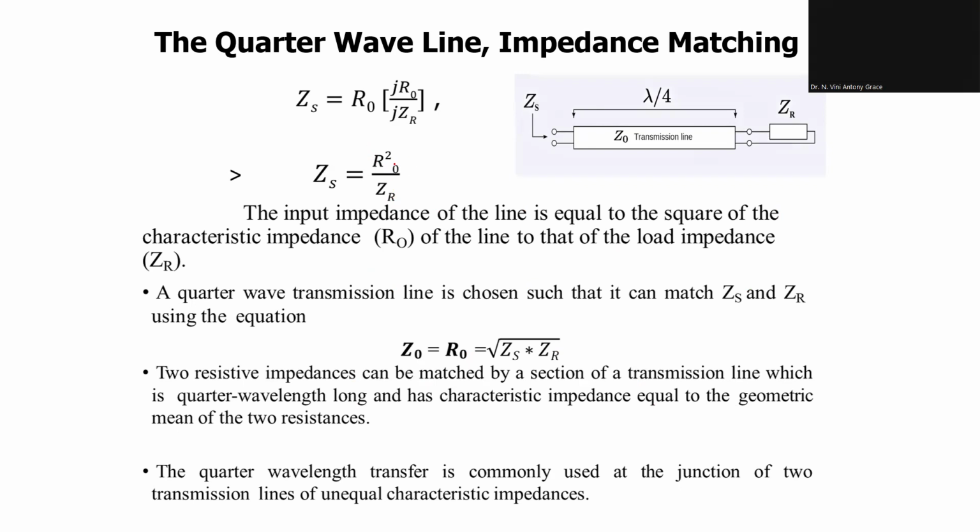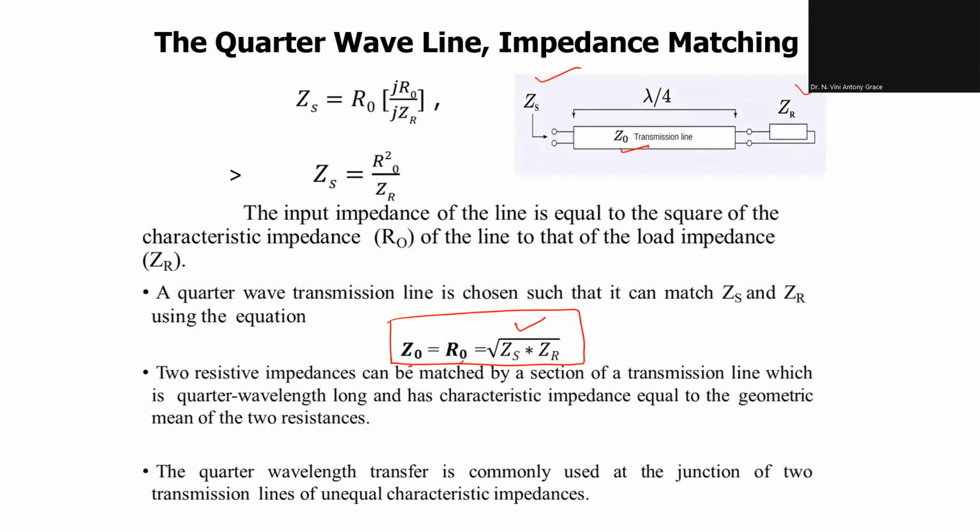R0 is nothing but the characteristic impedance of the short piece of a transmission line that we have inserted. So R0 can also be represented as Z0. We can write the same expression as Z0 is equal to R0 is equal to root of ZS into ZR. So R0 square is ZS into ZR, and R0 is root of ZS into ZR. So this is the characteristic impedance of the short piece of a transmission line of length lambda by 4 that we have inserted between the source impedance and the load impedance.